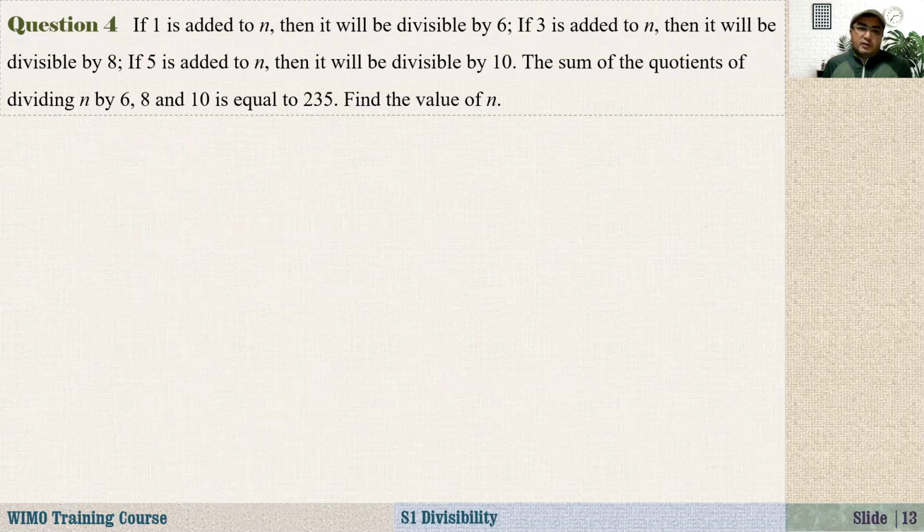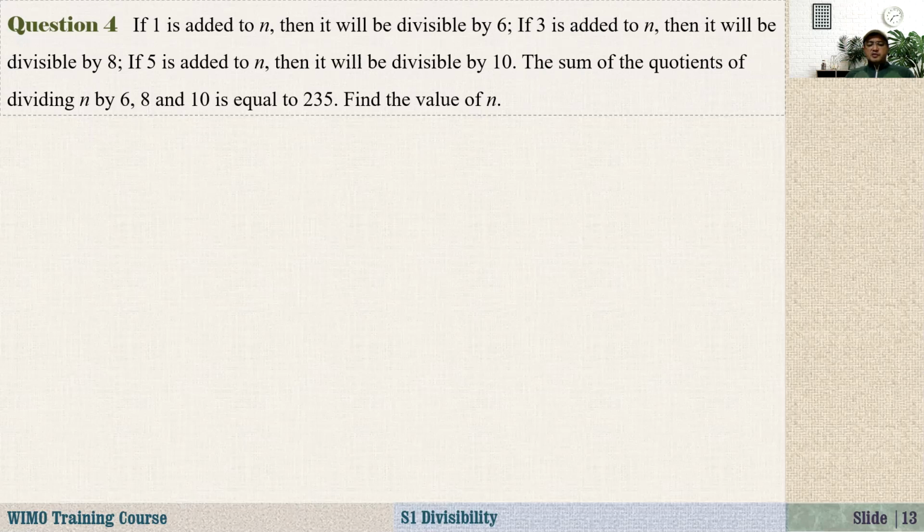Let's move to the next question. In this question, if 1 is added to n, then it will be divisible by 6. If 3 is added to n, then it will be divisible by 8. If 5 is added to n, then it will be divisible by 10. The sum of the quotients of dividing n by 6, 8, and 10 is equal to 235. Find the value of n.